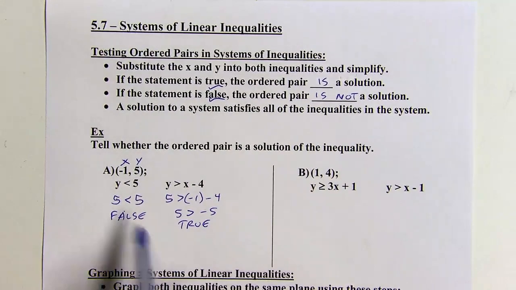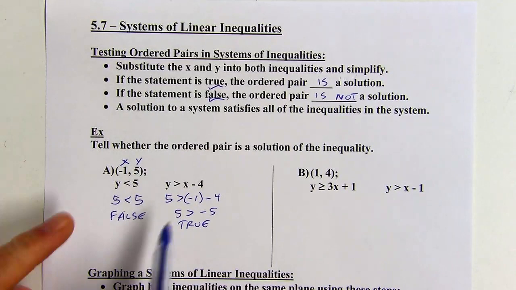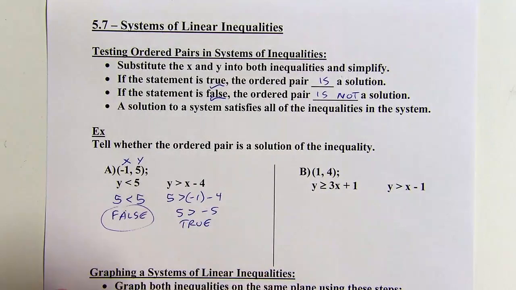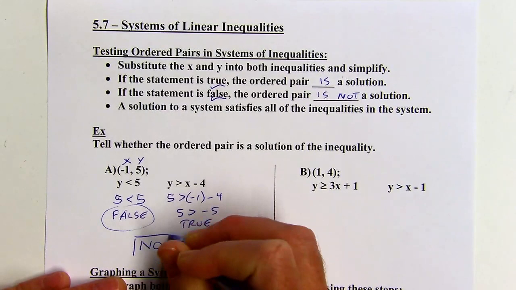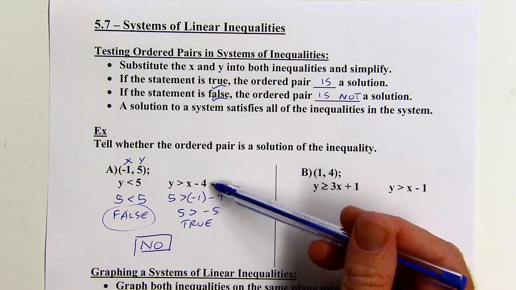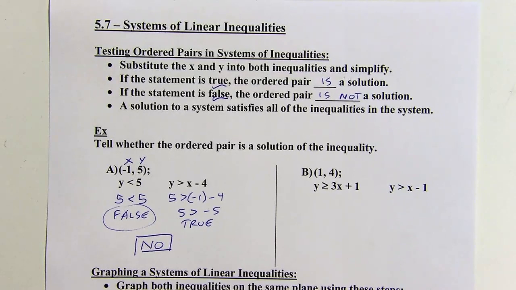But if the ordered pair doesn't work for either of them, it doesn't have to not work for both of them. If you get one false statement in there, then I know my answer is going to be no. That ordered pair is not a solution to the system. Yes, it's a solution to this inequality, but it has to be a solution to both of them to be considered a solution to the entire system.